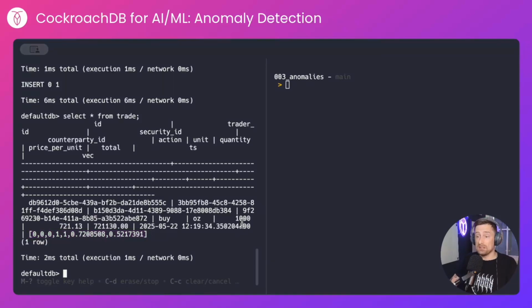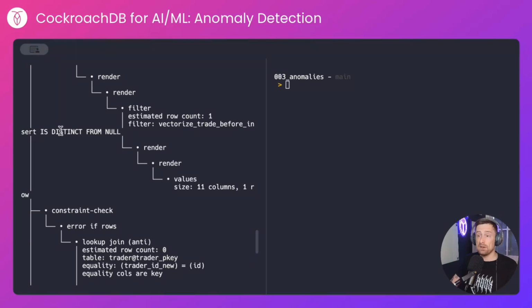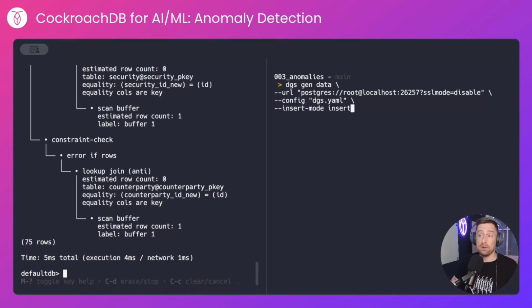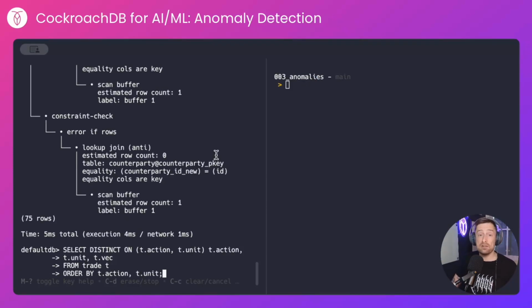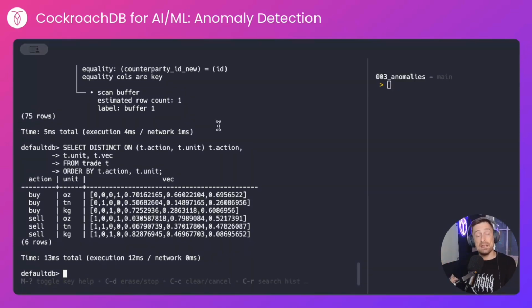If we take a look at an explain for the insert, we'll see that the vectorized trade before insert is being used. So too is the vector index on the trade table. Now I'll insert a bunch of random data to simulate what regular trades look like. And selecting a range of distinct data from the table shows that our vectors are being populated for all the different combinations of trades.